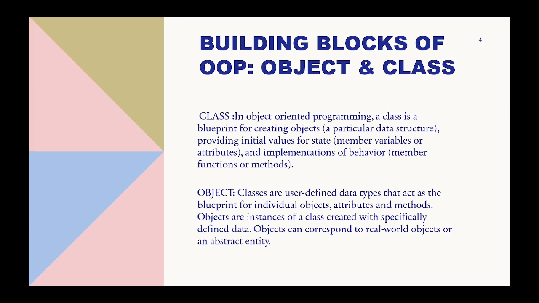Classes are user-defined data types that act as the blueprint for individual objects, attributes, and methods. Objects are instances of a class created with specifically defined data. Objects can correspond to real world objects or an abstract entity. For an example, we have a car. The blueprint of a car would be considered a class, whereas in a real world example, a car would be considered an object.